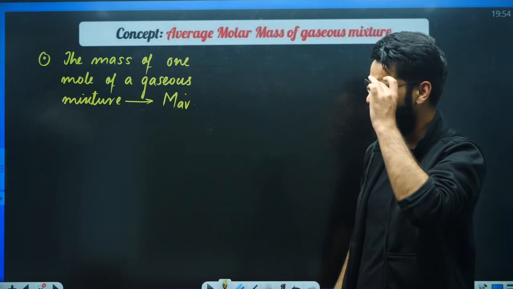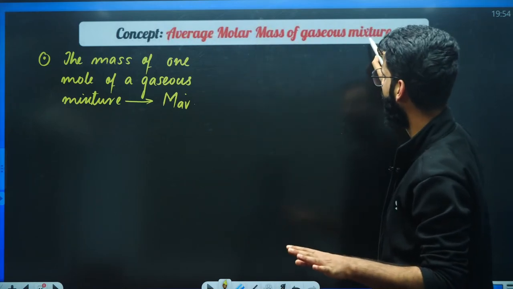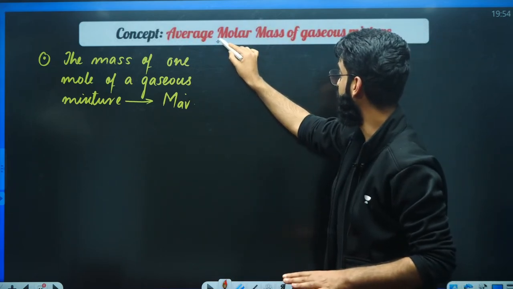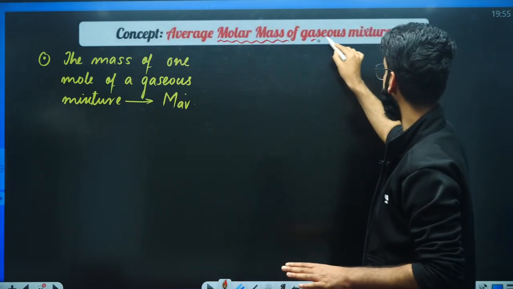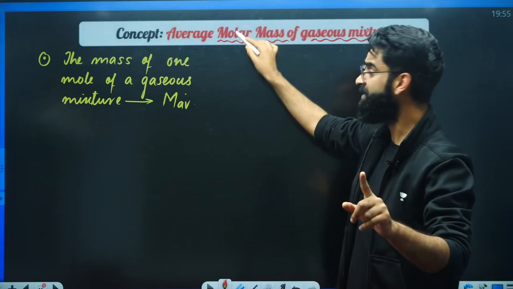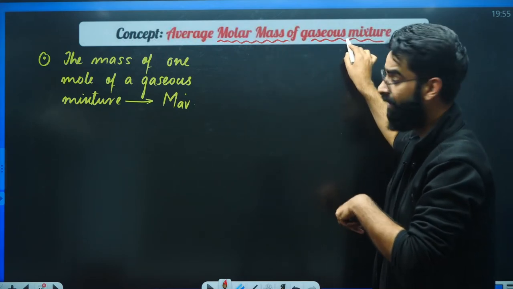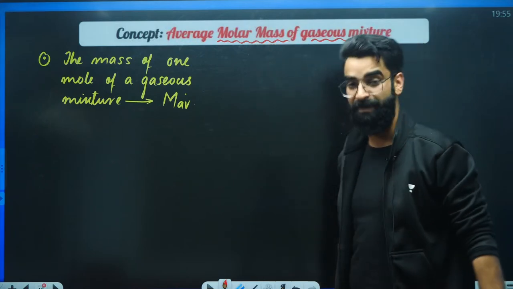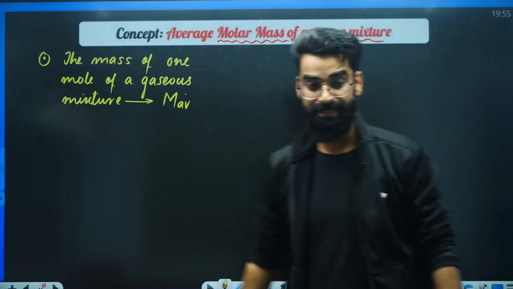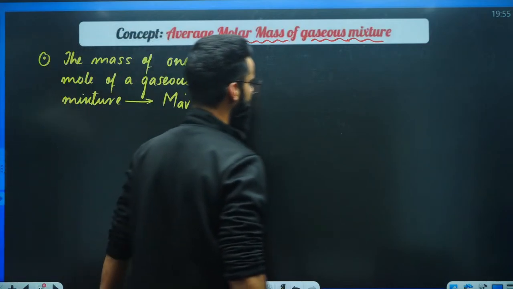Let's understand this a bit more in detail. First of all, as you can see this particular heading, the term is average molar mass of a gaseous mixture. Molar mass means the mass of one mole of a substance, and the substance here is a gaseous mixture. So the mass of one mole of a gaseous mixture is something which you call average molar mass. Now what does it mean? Let's try to understand it a bit more in detail. Have a look, people.